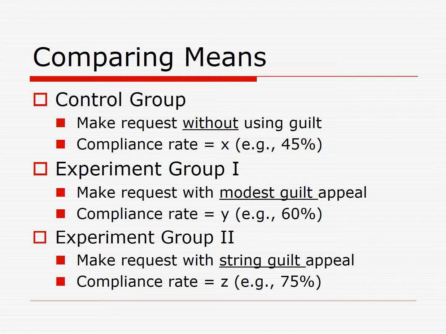And so what we do is we compare people who weren't exposed to a message, average rate of, I'll say X, which here might be 45. Experiment group 1, they saw a little bit of guilt, but not too heavy, 60%. Experiment group 2, the guilt's pretty heavy, 75%. And that way we could see that not only does guilt make a difference, but as it's more intense, there is a greater compliance rate, right? And that's how you do it if you're just comparing means.